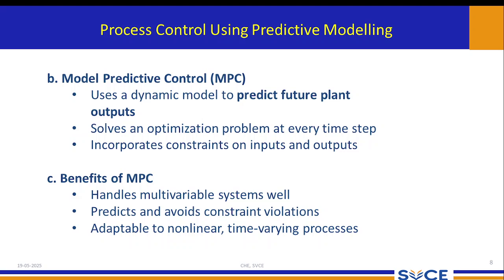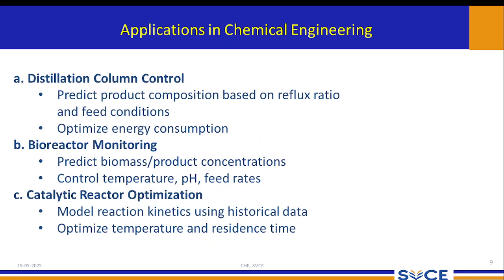So the benefits of model predictive control: multivariable systems will predict and avoid constraint violation, and it is adaptable to non-linear, time-varying processes. Applications in chemical engineering: distillation column control, predicting product composition based on reflux ratio and feed condition and optimizing energy consumption; bioreactor monitoring, predicting biomass and product concentration and controlling temperature, pH, feed rate; catalytic reactor optimization, modeling reaction kinetics using historical data and optimizing temperature and residence time.